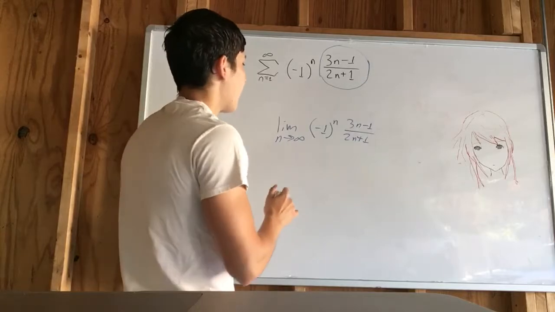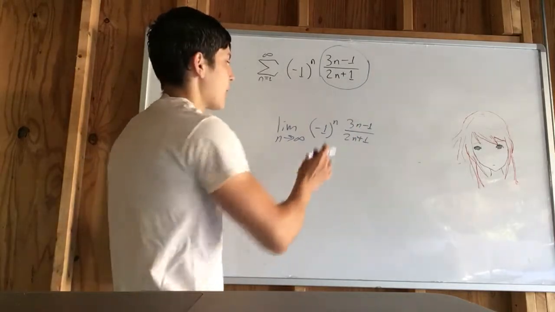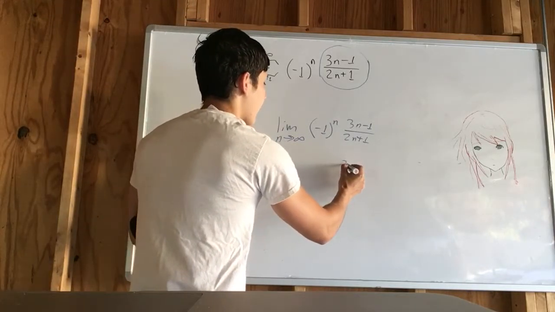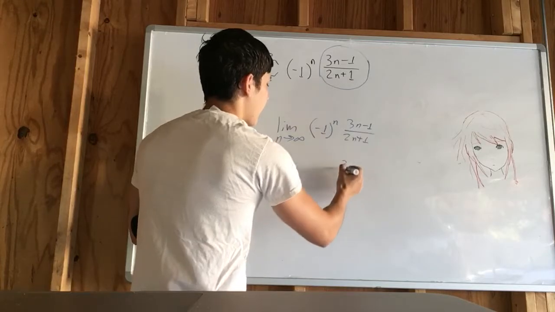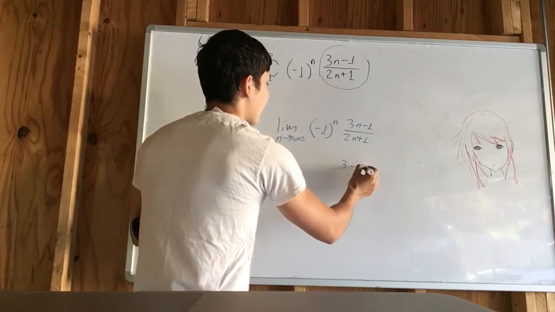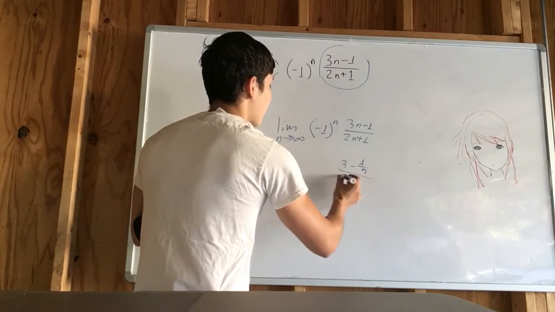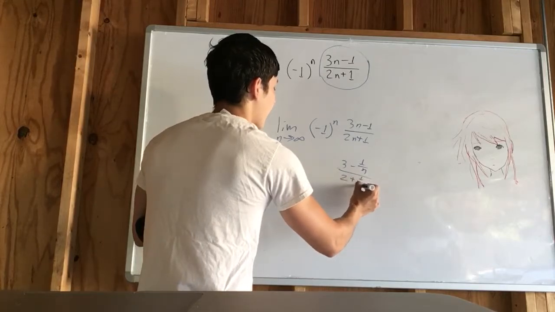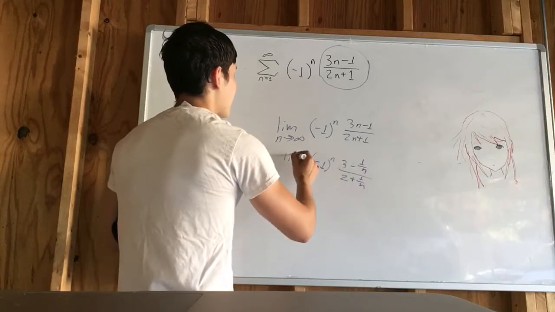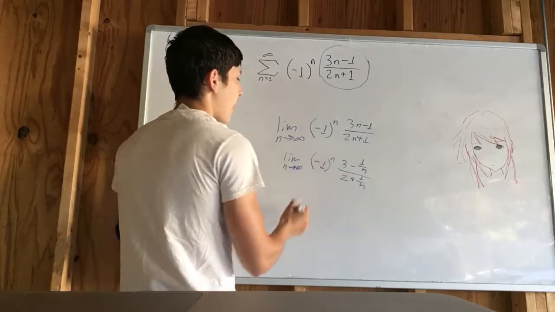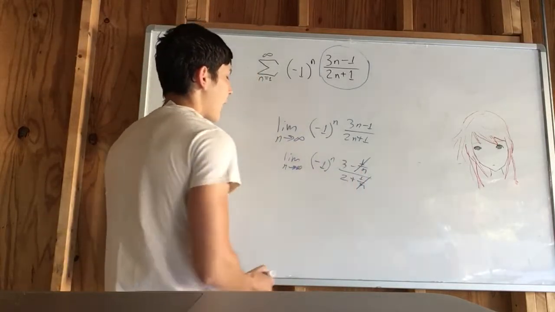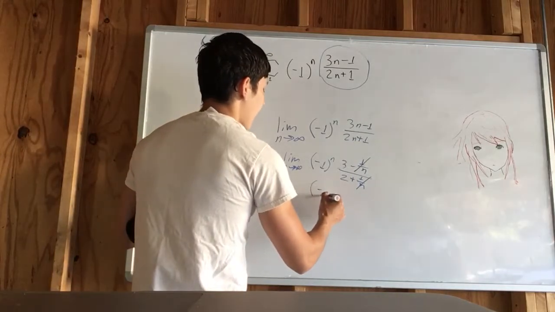Well, what can we do here? We could divide by n, because n is our greatest power. So we would have 3n divided by n, and we would just have 3, and this would be 1 over n. We would have 2, and we would have 1 over n. This is the limit as n approaches infinity. So if we plug infinity into there, this goes to 0, this goes to 0. We would have 3 halves.